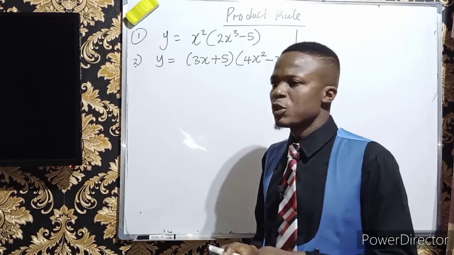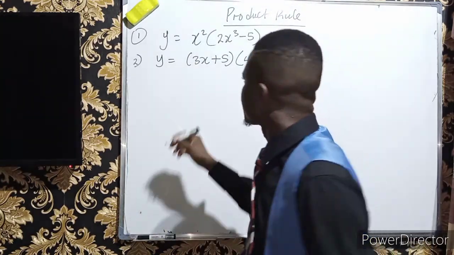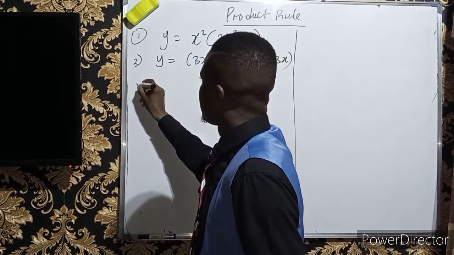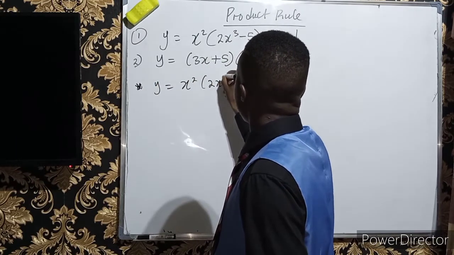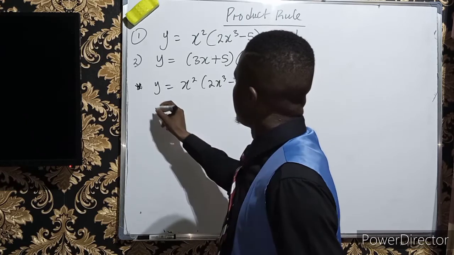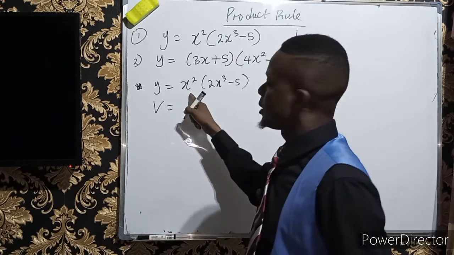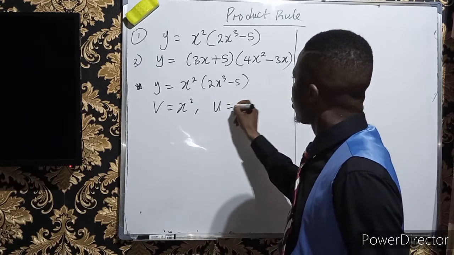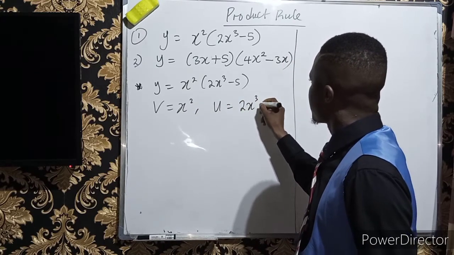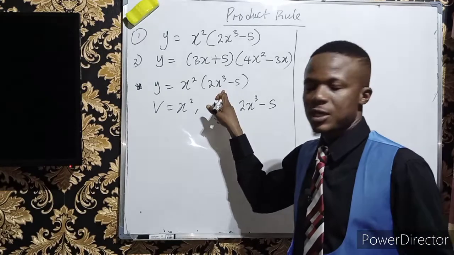the product rule. Okay, so let us start with the first question, where we have that y is equal to x squared into 2x cubed minus 5. Just let your v be equal to the first term, which is x squared, and let your u be equal to the second term, which is 2x cubed minus 5, as you can see here.